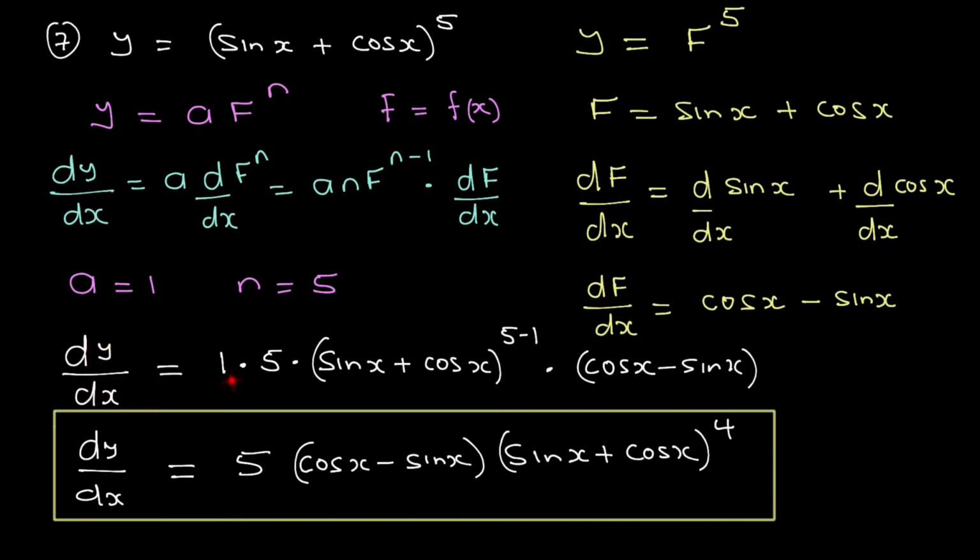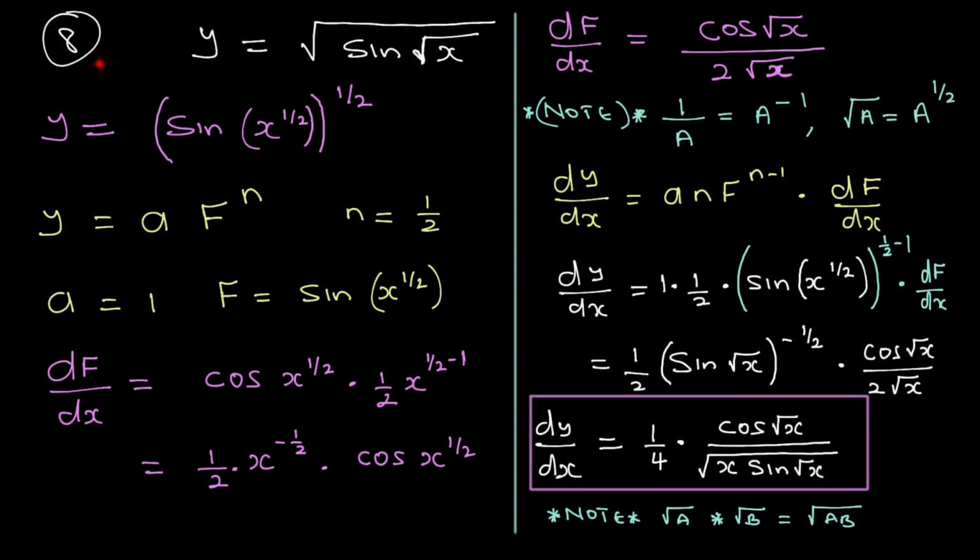The dy dx is 1, a is 1, n is 5, f is sine x plus cos x, open and close bracket, to the power 5 minus 1, which is 4, times the df dx, which is that one, cos x minus sine x. So now I can write the dy dx equals 5 cos x minus sine x times sine x plus cos x to the power 4. And that's the answer.